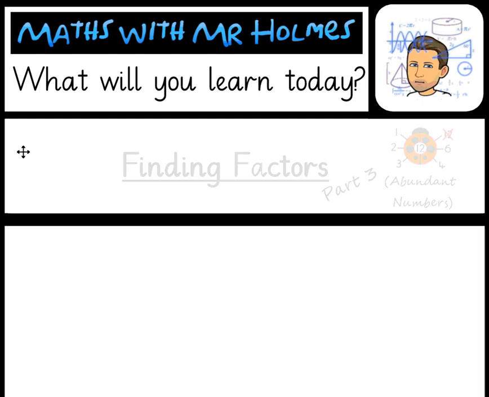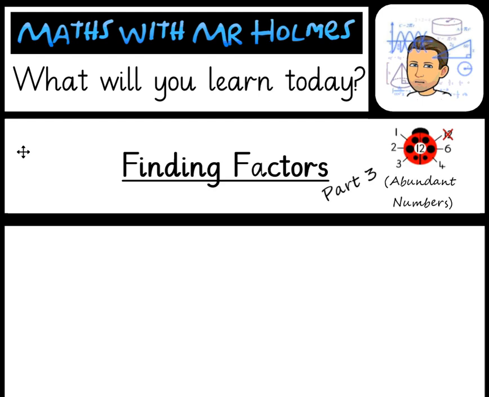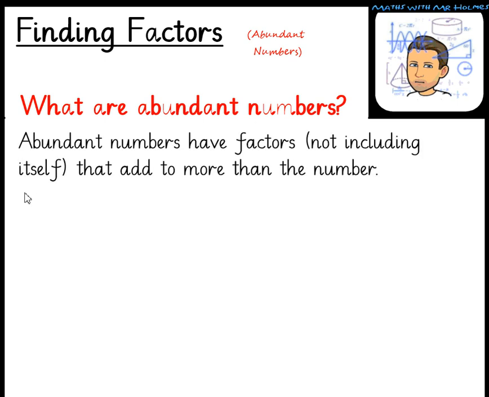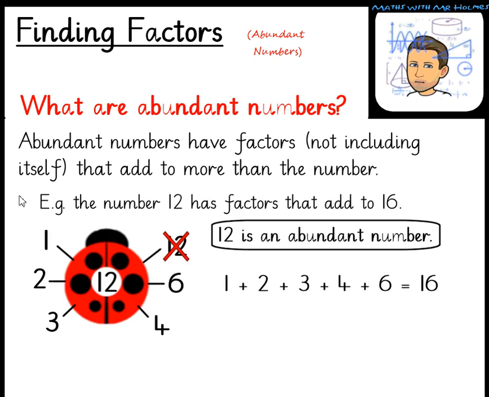Let me tell you, it's Finding Factors Part 3, Abundant Numbers. So the question you'll be asking: what are abundant numbers? Well, abundant numbers have factors, not including itself, that add to more than the number. For example, the number 12 has factors that add to 16.